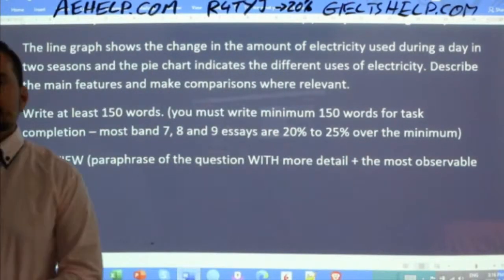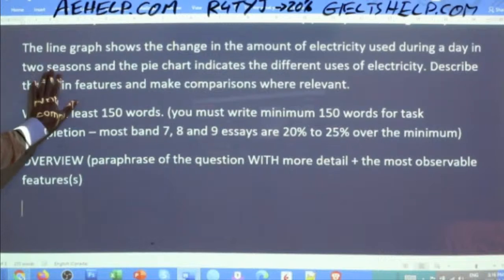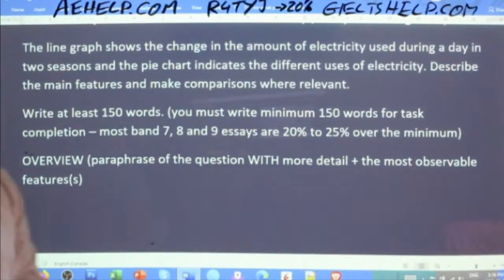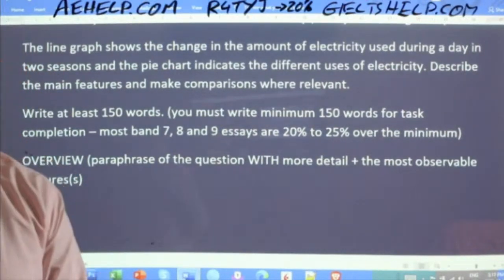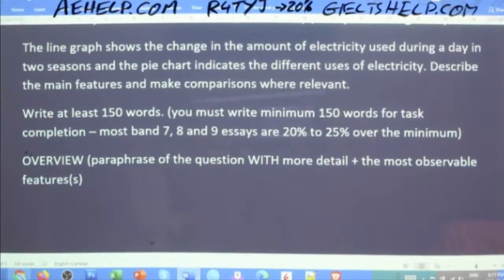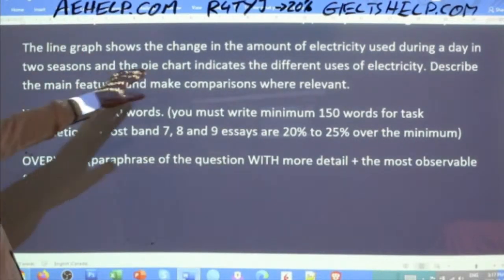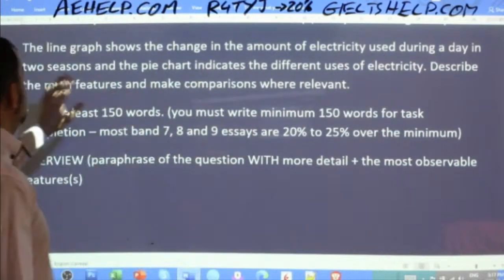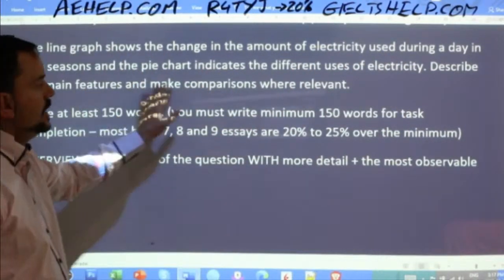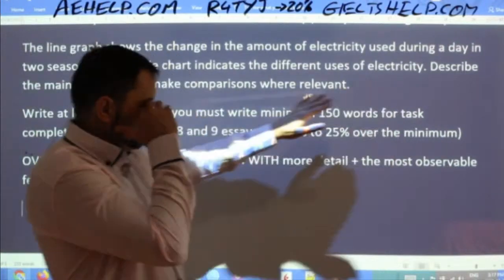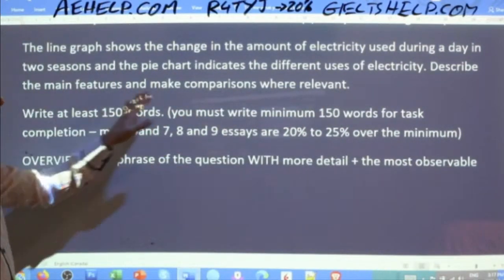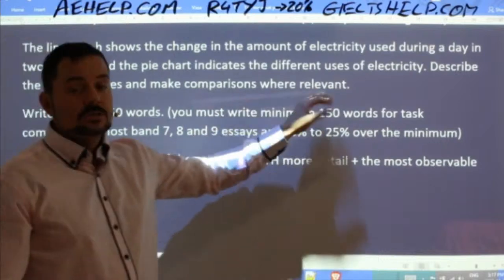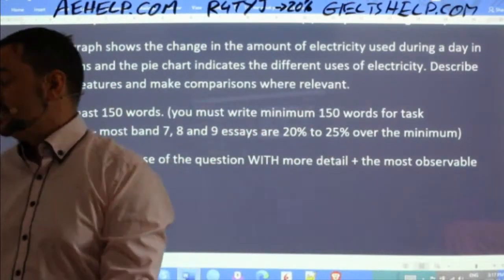So try this, everyone. First, paraphrase this question and give it more detail based on what I just showed you in these graphs. The line graph shows the change in the amount of electricity used during a day in 2 seasons, and the pie chart indicates the different uses of electricity. Describe the main features and make comparisons where relevant. So paraphrase this, give it more detail.